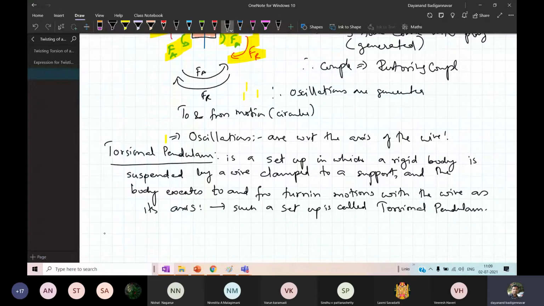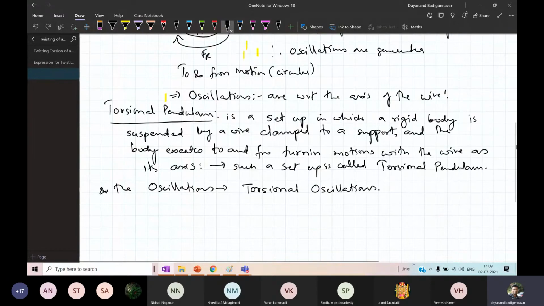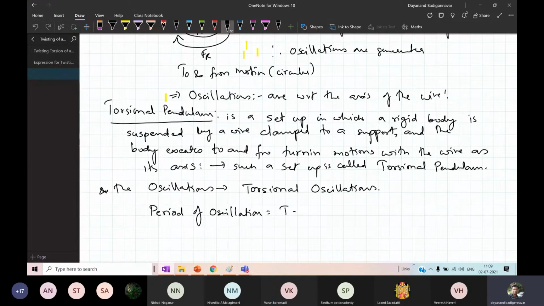And what are the oscillations? The oscillations are called torsional oscillations. Okay. Now we can calculate the time period, that is, the period of oscillation. Period means time for one oscillation. In this case, it is given by T = 2π √(I/C). This is the equation to evaluate the time period of torsional oscillations.